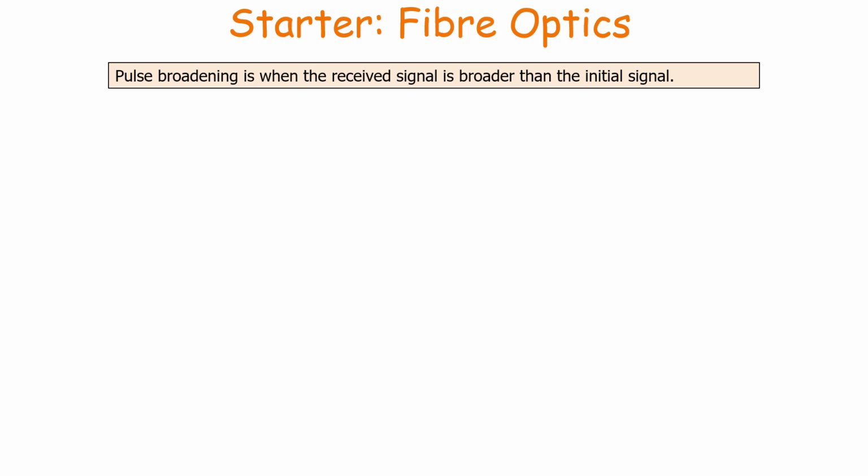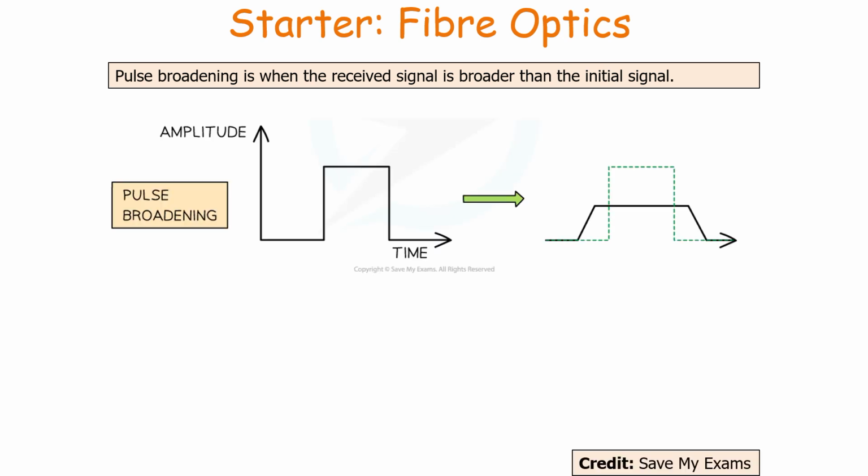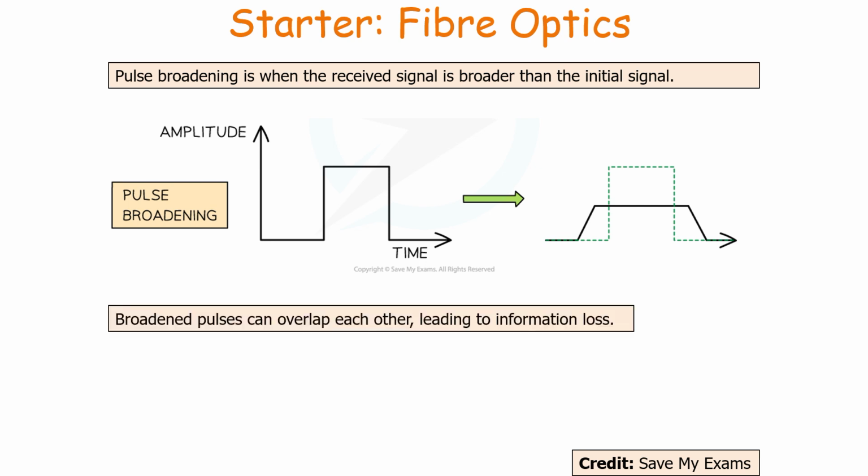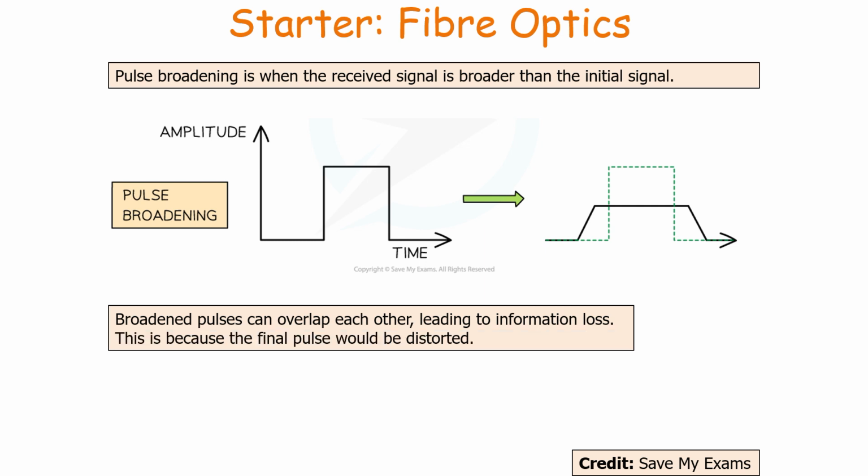The other issue in fibre optics is pulse broadening. Now pulse broadening is when the received signal is broader than the initial signal, so you can see that it's spread out and it's over a longer area than it was originally. Now broadened pulses can overlap each other, which can lead to information being lost, because it would lead to the final pulse of information being distorted when received at the other end.